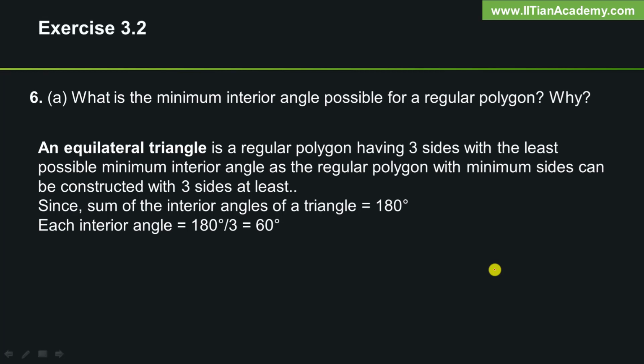Here, we have to find the minimum interior angle possible for a regular polygon. An equilateral triangle is a regular polygon having three sides with the least possible minimum interior angle. A regular polygon with minimum sides can be constructed with three sides at least, since the sum of the interior angles of a triangle is equal to 180 degrees. Hence, each interior angle equals 180 degrees divided by 3 equals 60 degrees.